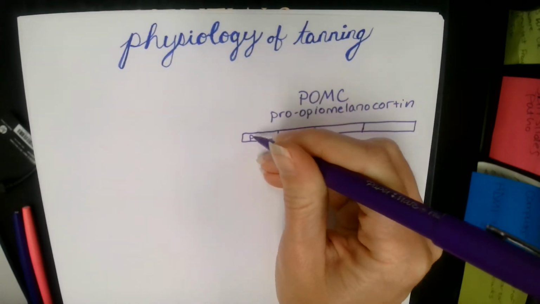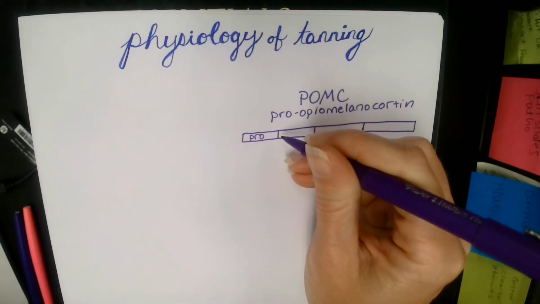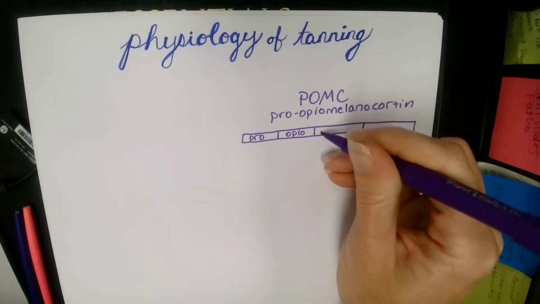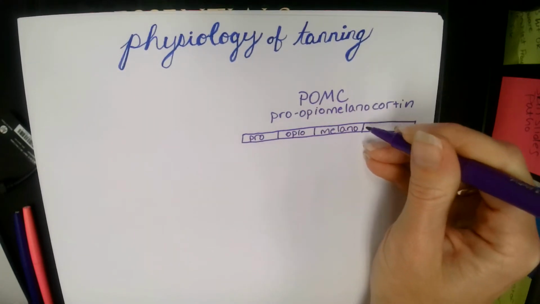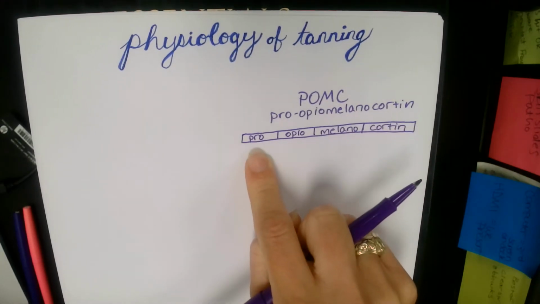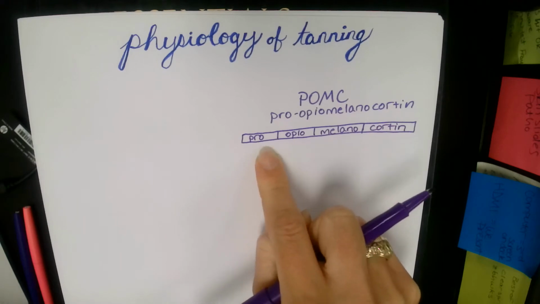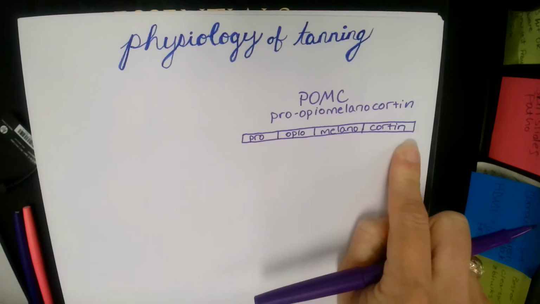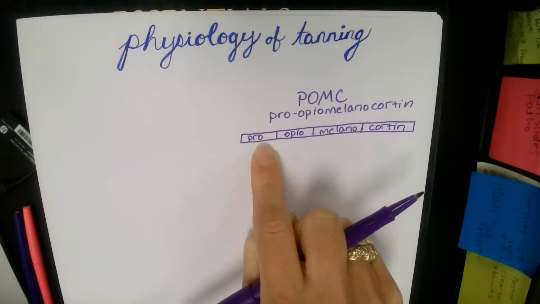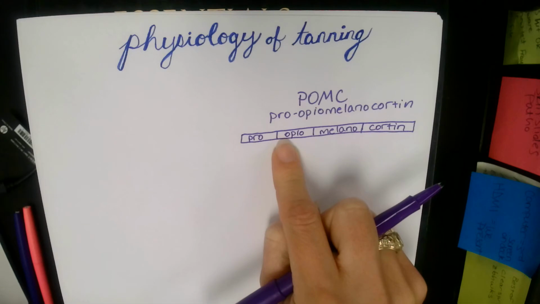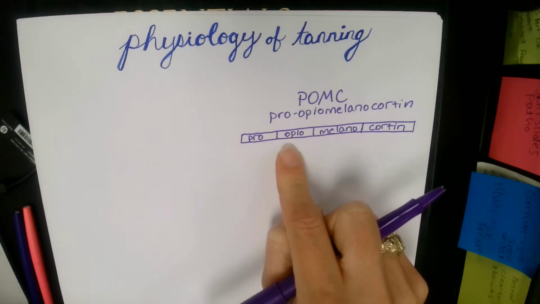So there is a section that we'll call pro, a section we'll call opio, melano, and cortin. This part right here, the pro, that just gets cleaved off by enzymes in order to activate the rest of it. So this kind of keeps it inactivated. So we cleave off the pro, the opio gets cleaved off to become opiates like endorphins, things that are related to dopamine and serotonin and sexual function.